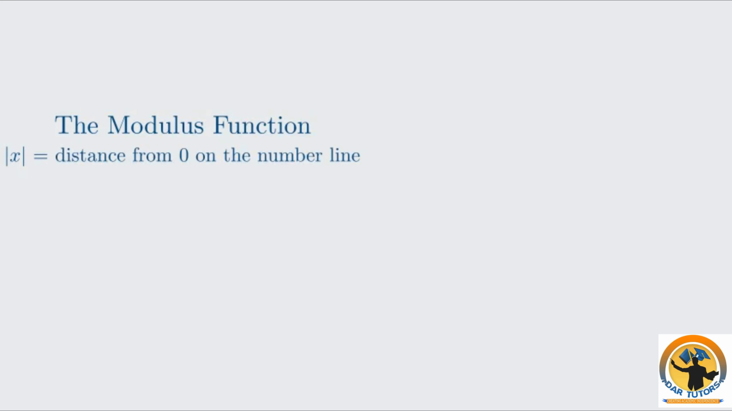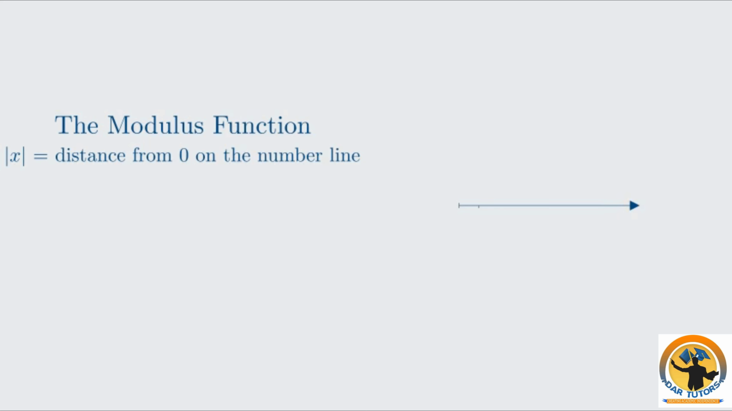First up is the modulus function. You might also know it as the absolute value function. The modulus of a real number x, written as |x|, is defined as its distance from 0 on the number line. Because it represents a distance, the modulus of any number can never be negative. It's always 0 or positive.